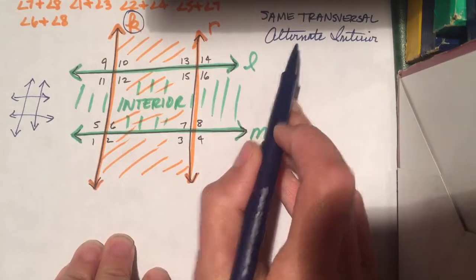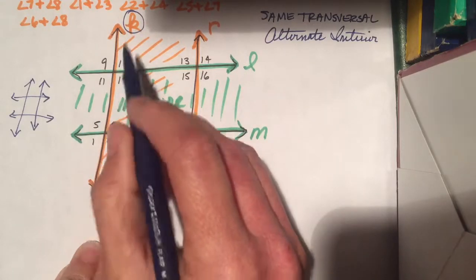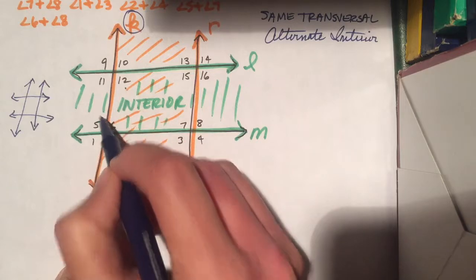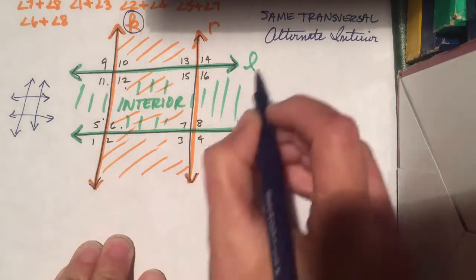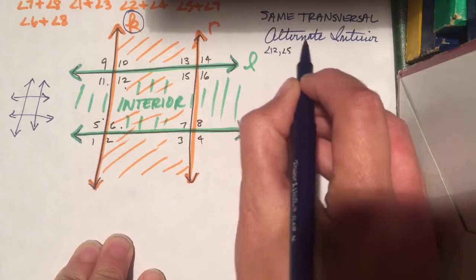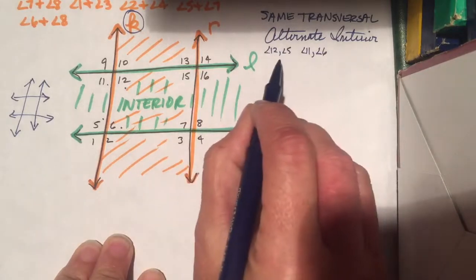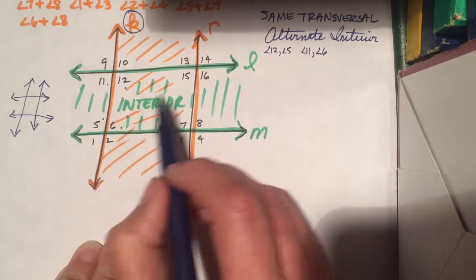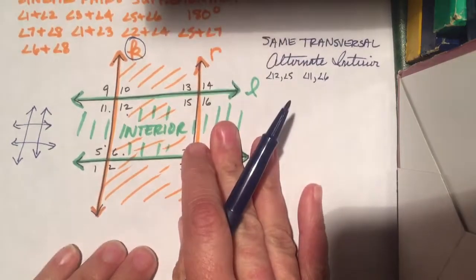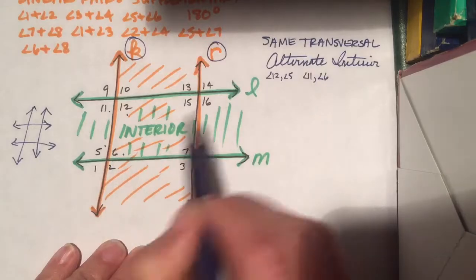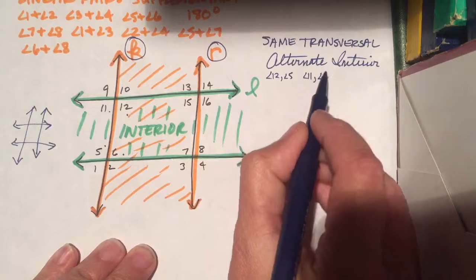If I wanted alternate interior angles with the 2 green lines, L and M, and K is my transversal, then it would be 12 and 5, and 11 and 6. So I've got angle 12 and angle 5 and angle 11 and angle 6. You can use commas or ands. I use both. Now let's look at the green lines with this orange transversal. We're going to look at it with R as the transversal: 16 and 7 and 15 and 8.